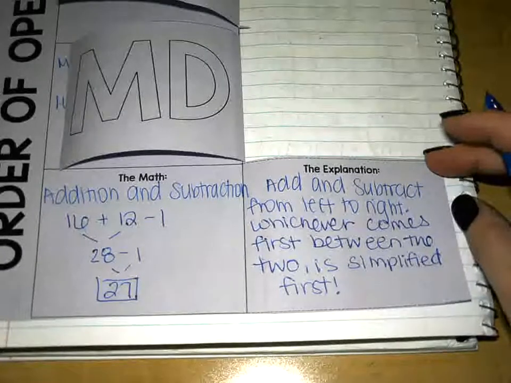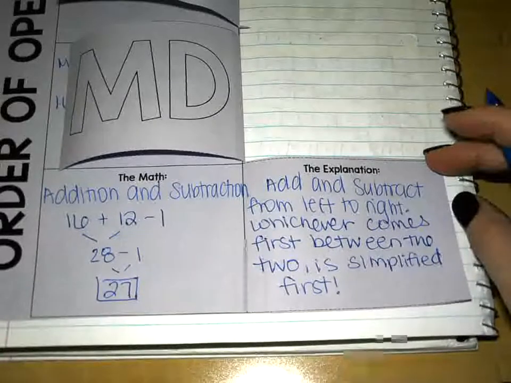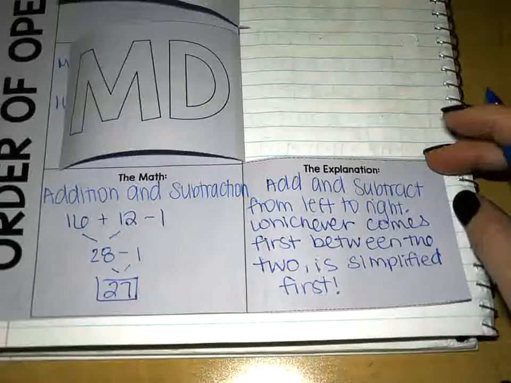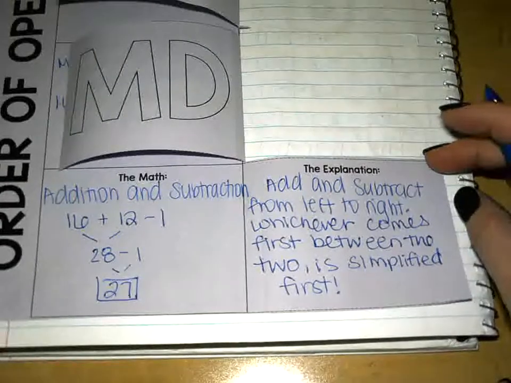You're not always going to have to do every single step. Sometimes you won't have to do parentheses at all. That's okay. Sometimes you won't have to do exponents at all. You will not always have every single step, but you have to make sure you go in order if you do. Questions so far?